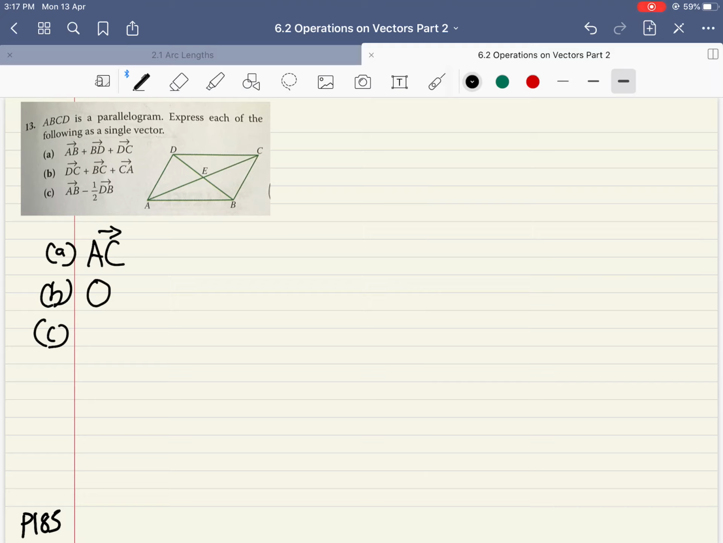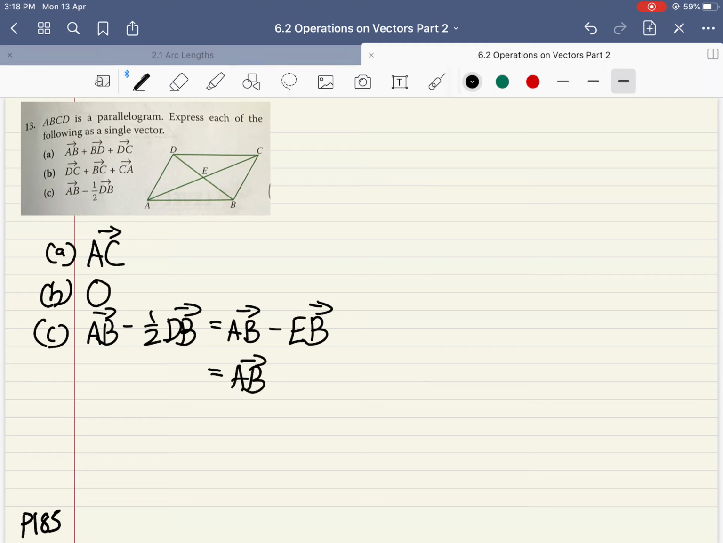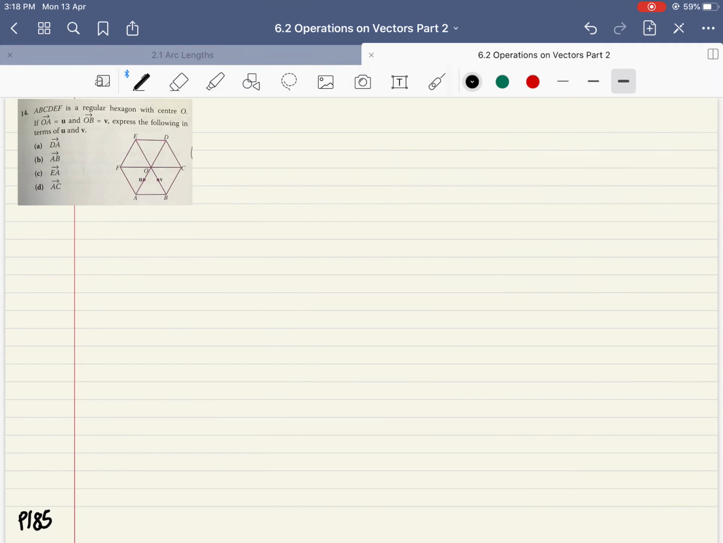For part C, what I get is AB minus half of DB. So I can rewrite it as AB minus EB, since half of DB is equal to EB. Negative EB, I can write the other way around as positive BE, because I change the direction of the vector. So AB plus BE in essence will give me the vector AE.